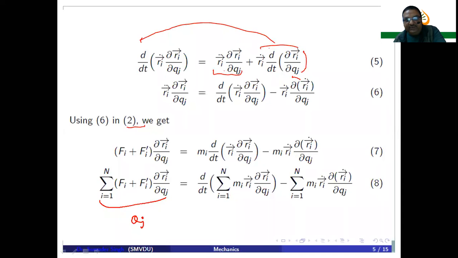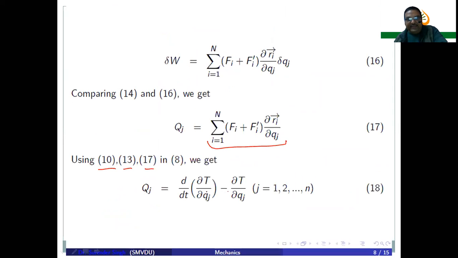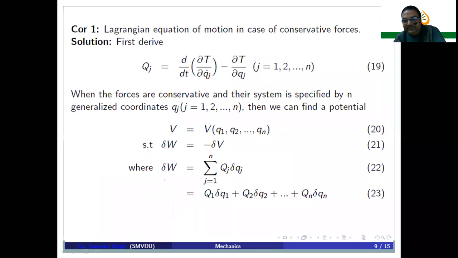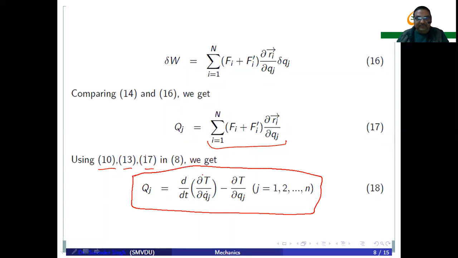In fact, we know that this becomes del T by del Qj dot. This term is in fact del T by del Qj dot minus, this is del T by del Qj. So you substitute these values in 8 from equations 10, 13 and 17. You substitute the values in 8. We get this equation 18. And this equation 18 is called the Lagrange's equation of motion of second kind.